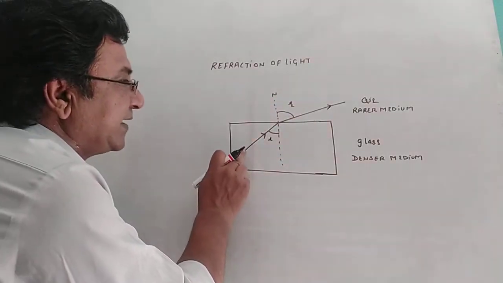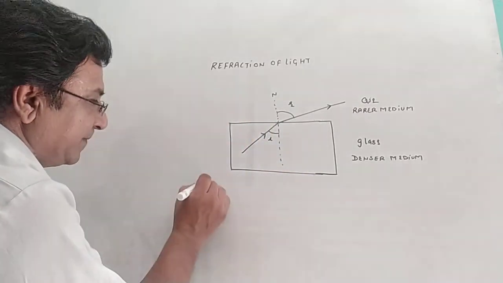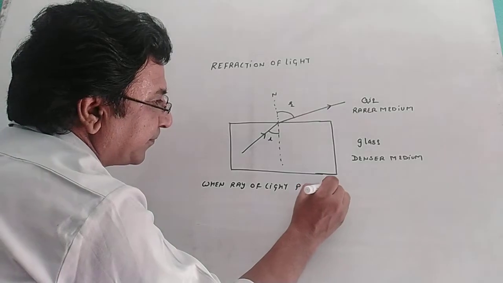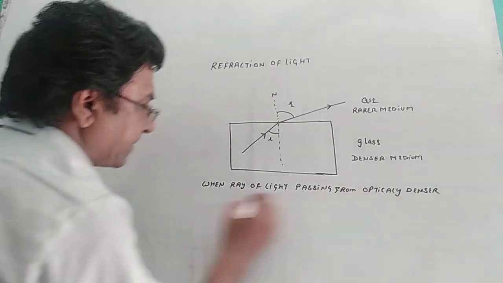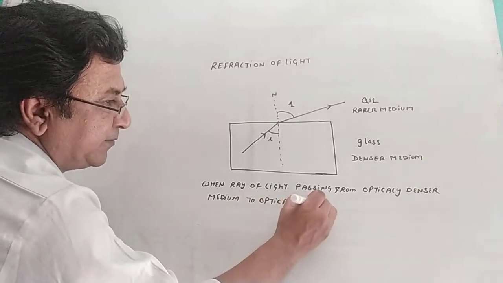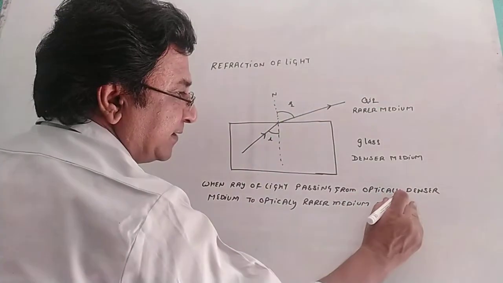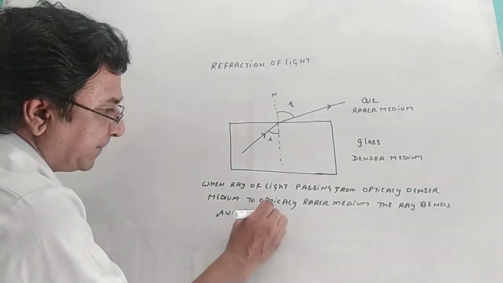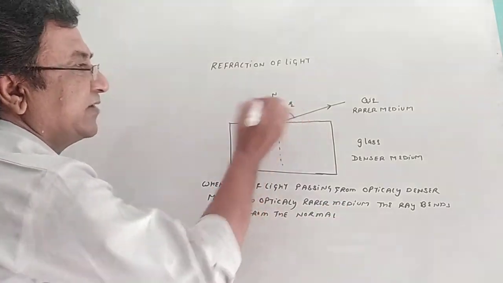See, in this case, what is happening when the ray is passing from optically denser to rarer medium? It is bending away from the normal, first thing. So when the ray of light passes from optically denser medium to optically rarer medium, the ray bends away from the normal. So in this case, the angle of incidence will be lesser and the angle of refraction will be more.